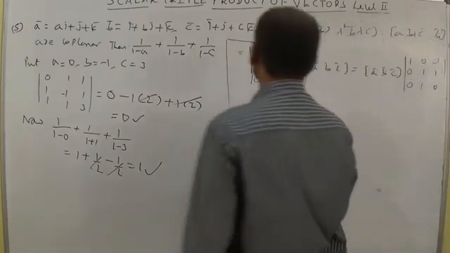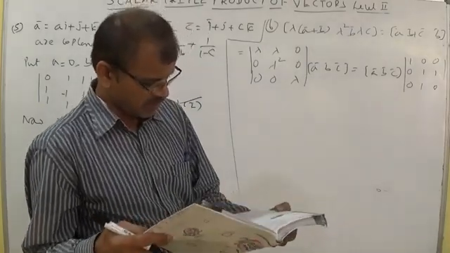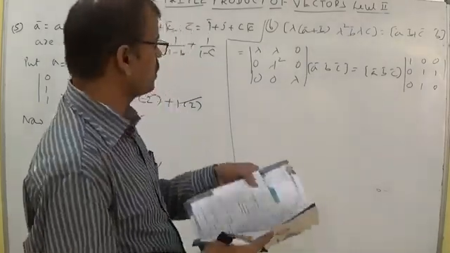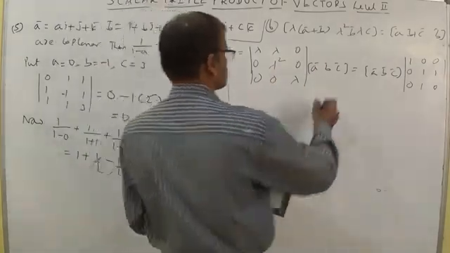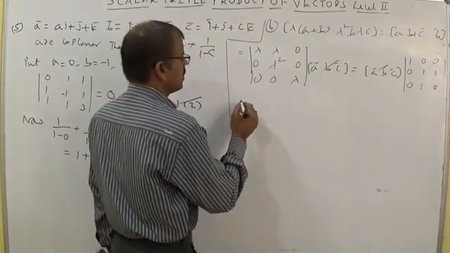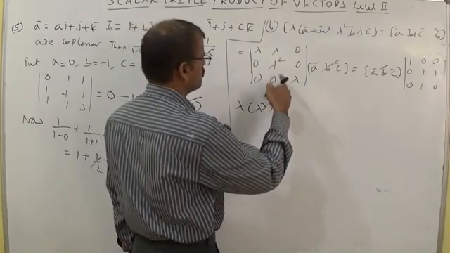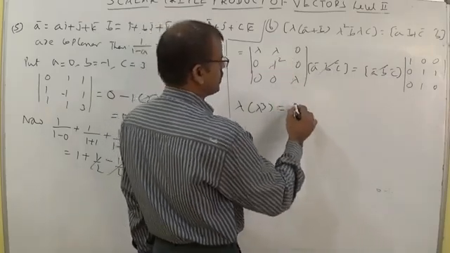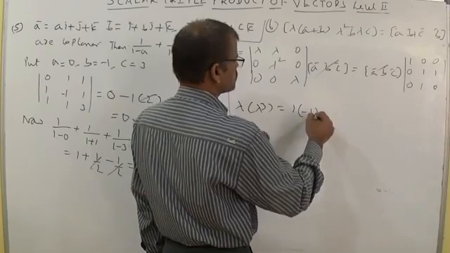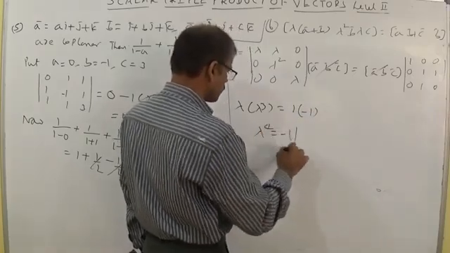Box ABC, according to the question, they are not coplanar, the data will be given. Whenever they are not coplanar, box ABC is not equal to 0. So forget about this one, you can get it cancelled. Then lambda into lambda cube minus lambda into 0, no need here. Find the determinant: 1 into 0 minus 1, that's all. So lambda power 4 is equal to minus 1, we got.